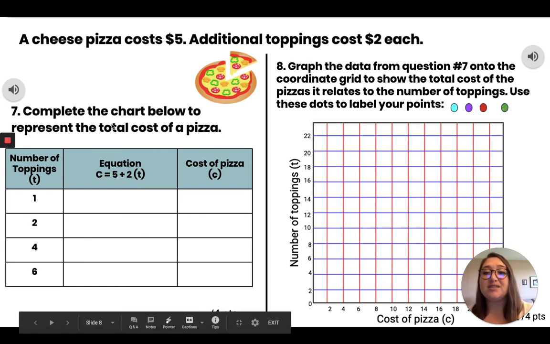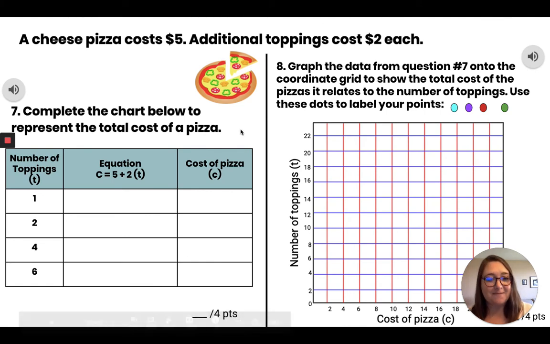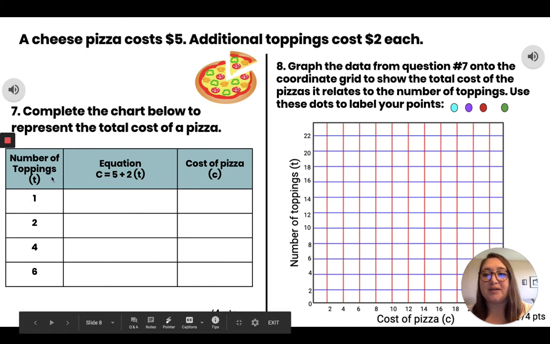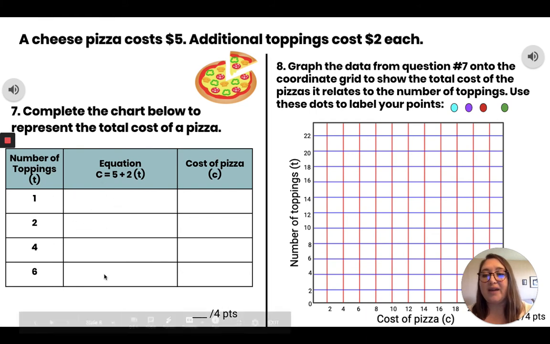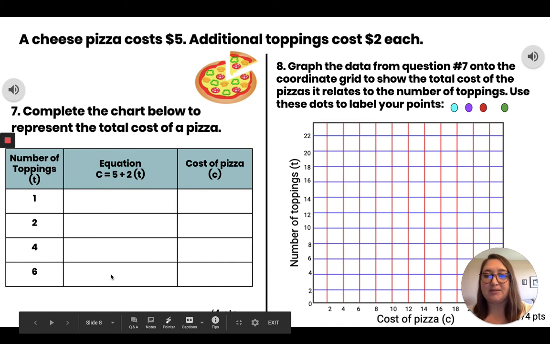So for questions 7 and 8, you'll have a problem that relates to a cheese pizza that costs $5. And then every topping above that adds a cost of $2 each. So you'll want to complete the chart to represent the total cost of the pizza. Notice we've got the number of toppings here. You'll need to write an equation for the total number of toppings and then solve for the cost of the pizza if it was just 1 topping, if it was 6 toppings.